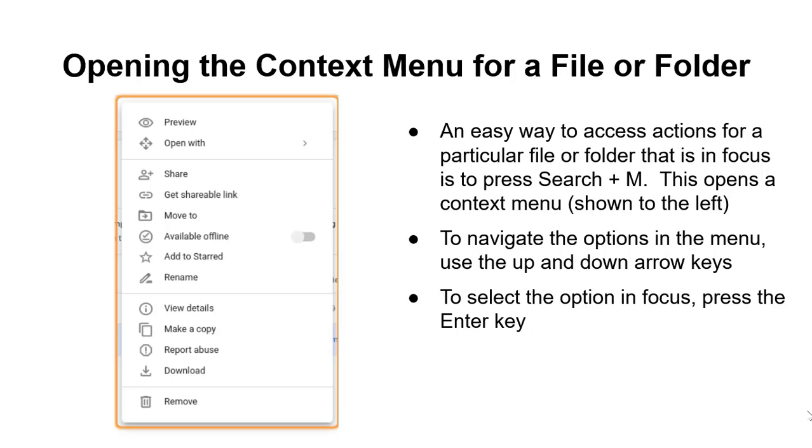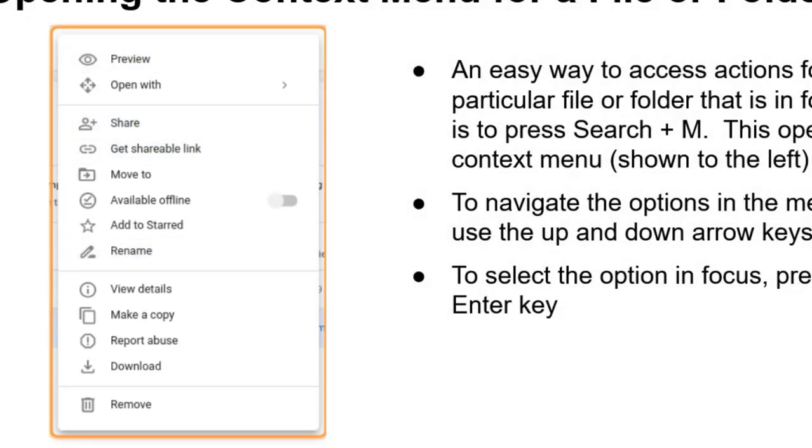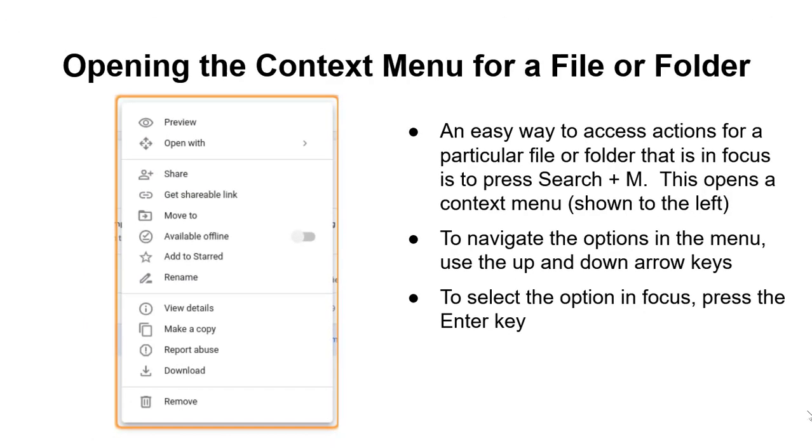The context menu for a file or a folder can be accessed by pressing space plus the letter M. To navigate the options in the menu, you're just going to use your up and down arrow, and to select the option in focus, press the Enter key. The context menu is shown to the left, and it's just a short way of getting to some different options, such as previewing, sharing, getting to the shareable link, renaming a file, things like that. And we're going to talk about some of these things that are more common in the coming slides.